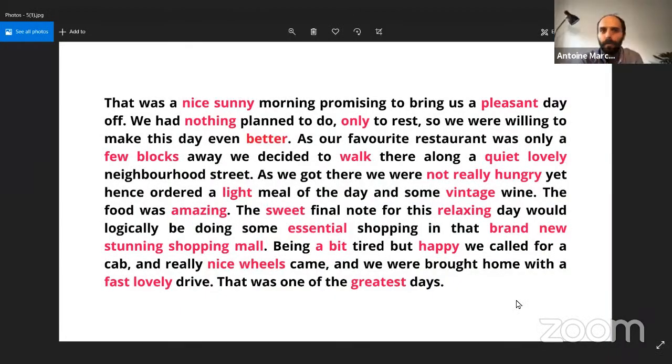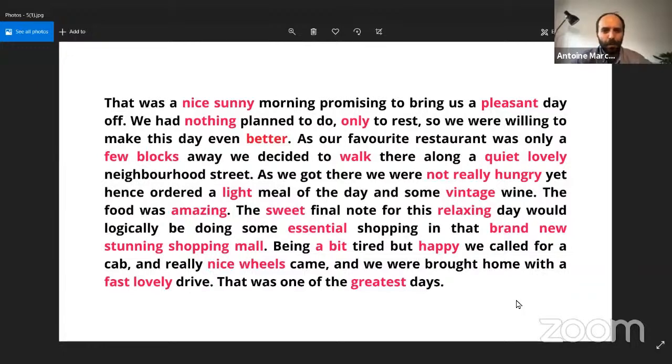Perfect. So it's the same text, but now you will see also some verbs, and I hope you remember the words which you used before. You believe too much in my memory. Okay, yes, it's the same. So that was a terrible rainy morning, promising to bring us a horrible day off. We had everything planned to do, not just to rest. So we were willing to make this day even worse, as our favorite restaurant was only a few light years away. We decided to rocket there along a noisy, terrible, horrible, awful neighborhood street. With space, how can it be noisy? But never mind.